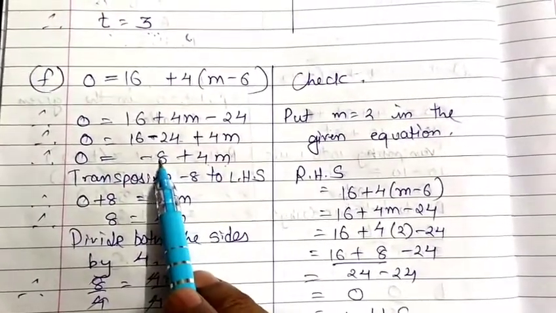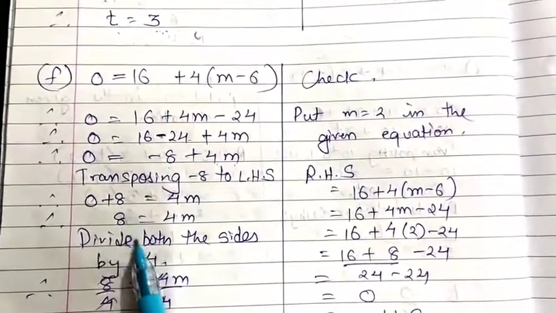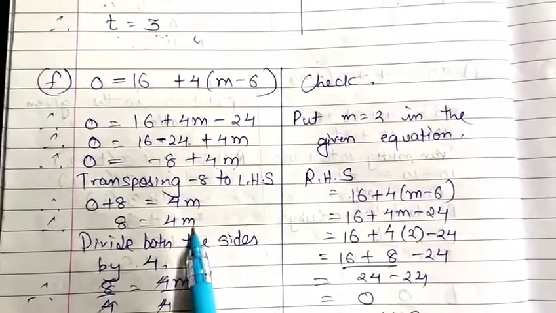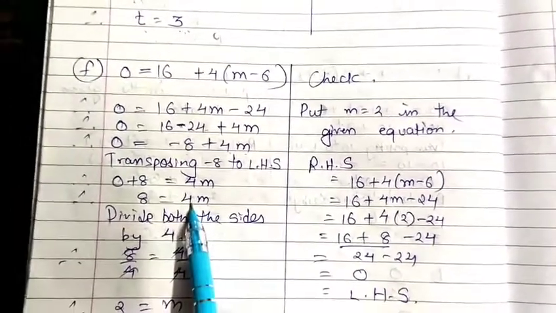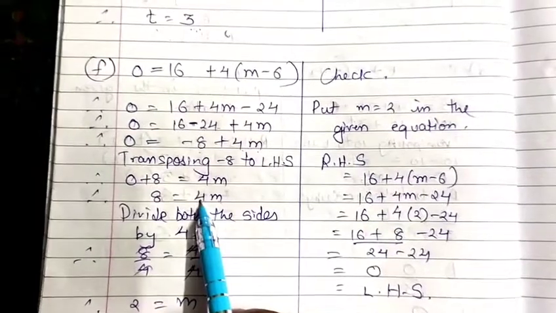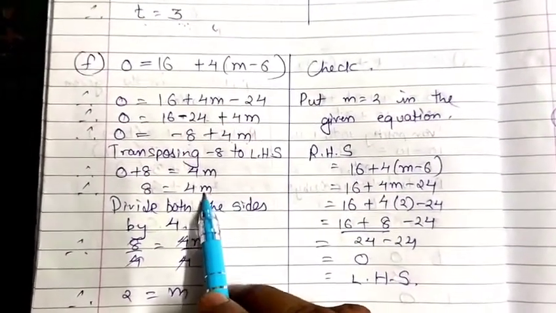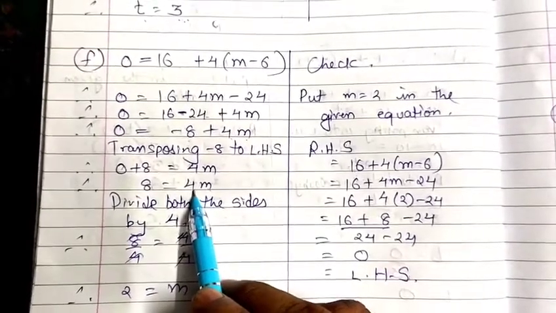Now try to transpose this negative 8 to your left hand side. So negative 8 will become positive 8. Now here 8 is there, here 4 times m is there. Now we have to eliminate this 4 so that we can separate this variable. So how to eliminate this 4?